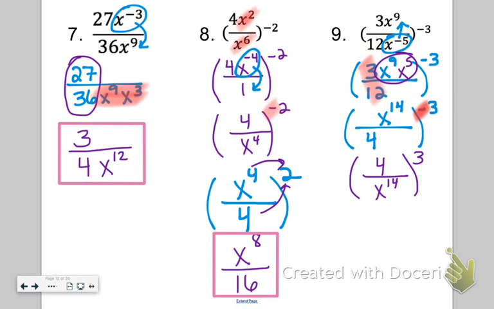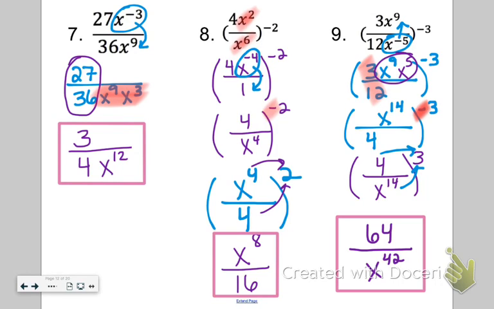I flip my inside fraction, and now I've got a positive 3 power on the outside. Again, just like number 9. We have all positive exponents. Everything's reduced on the inside, so we're going to take the numerator and the denominator to the third power. 4 to the third power is 64, and power to a power rule, multiply our exponents. 14 times 3 is 42. And then we're done.